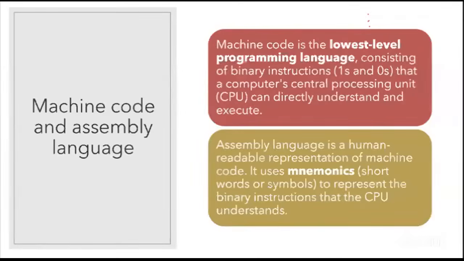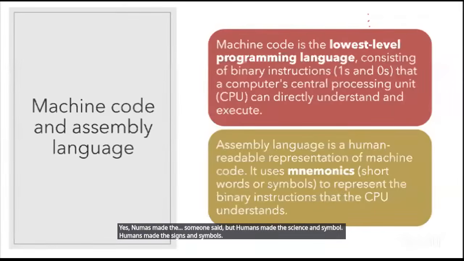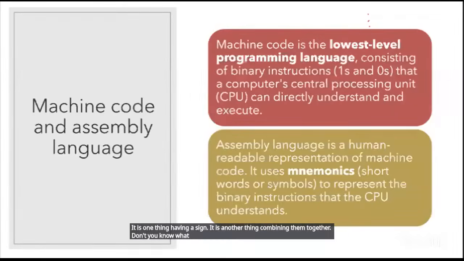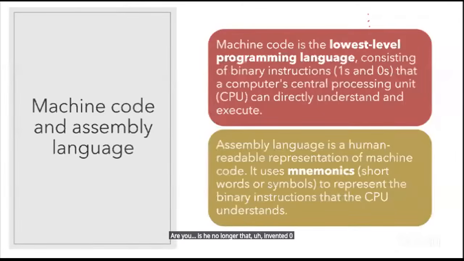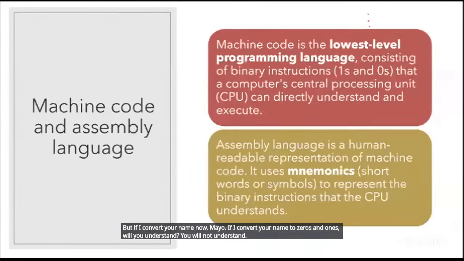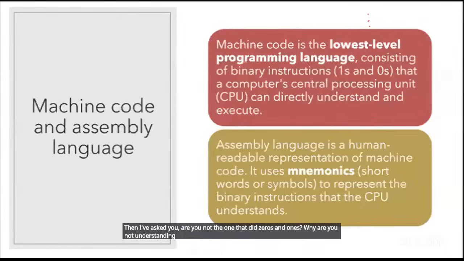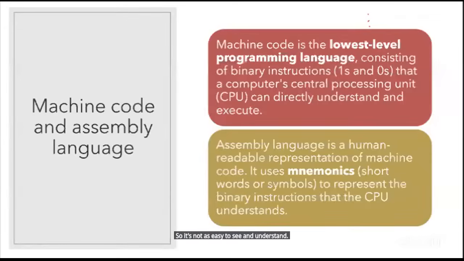Yes, someone said humans made it, but humans made the signs and symbols. It is one thing having a sign, it is another thing combining them together. Don't you know what is zero? Don't you know what is one? Is it not humans that invented 0 and 1? But if I convert your name now, Mayo, to zeros and ones, will you understand? You will not understand. Then I will ask you, are you not the one that did zeros and ones? Why are you not understanding it? We are combining them now to form something else, so it's not that easy to see and understand. That is why assembly language is a low-level language.